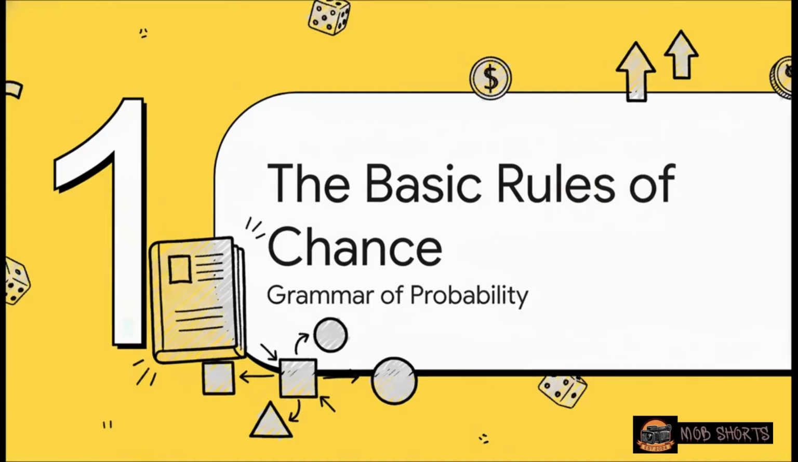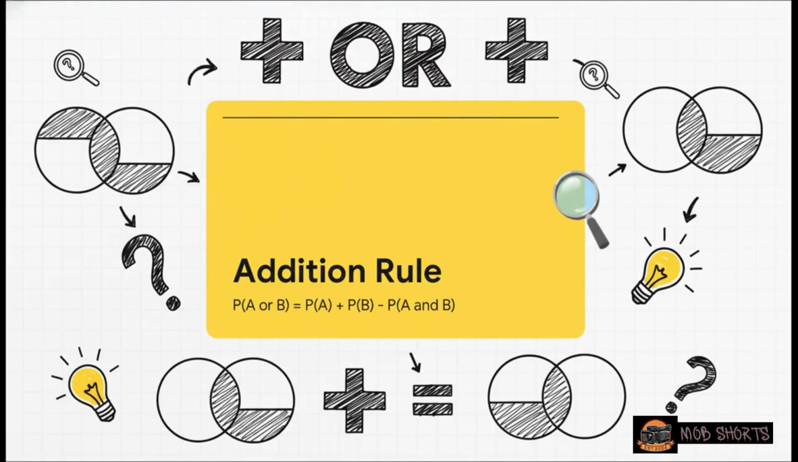Okay, first things first, the absolute fundamentals. I like to think of these rules as the grammar you need to speak the language of probability. Seriously, once you get these down, everything else just starts to click into place. So, the very first tool we're putting in our kit is the addition rule. Now, it looks a little mathy, but its job is super simple.